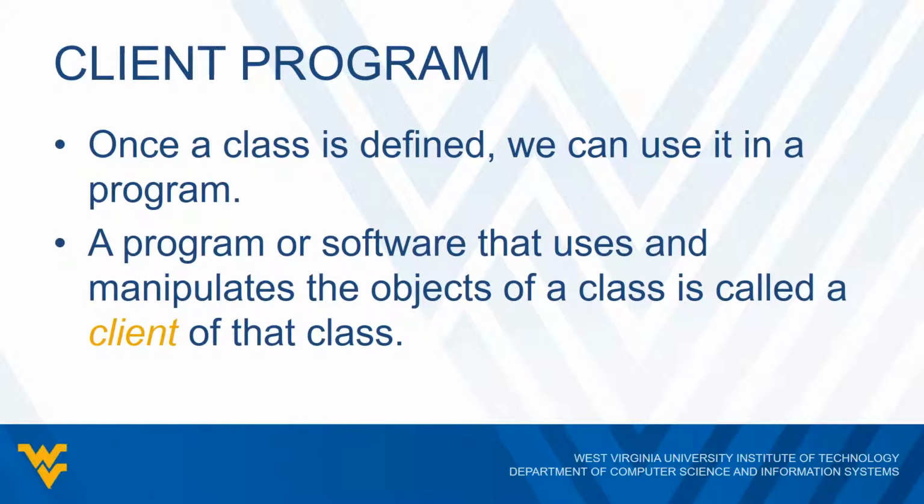So we can create a separate file. It's going to be a Java program that uses and manipulates the object of the class, and we call this the client of a class. So the idea is we create our class program, which has our attributes, our methods, everything defined for the class. Then we can create this separate client program that will actually call an object of that class, and we can do all the manipulation in that separate program.